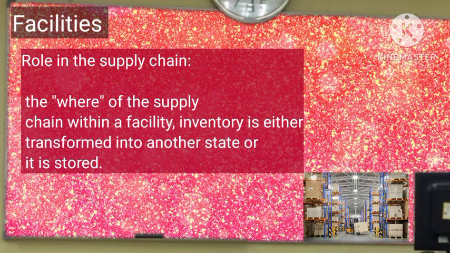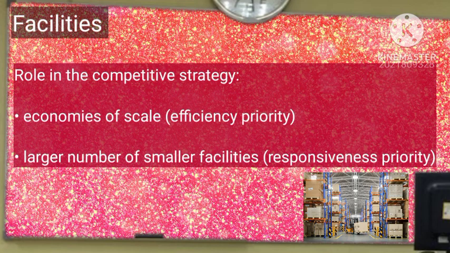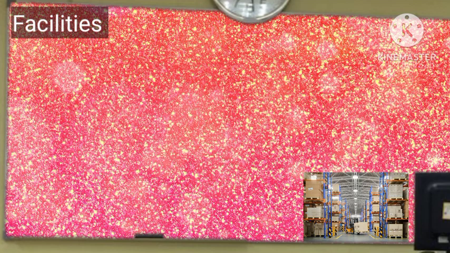Role in the supply chain: the where of the supply chain. Within a facility, inventory is either transformed into another state, manufacturing, or it is stored, warehouses. Role in the competitive strategy: economies of scale, efficiency priority. Larger number of smaller facilities, responsiveness priority.